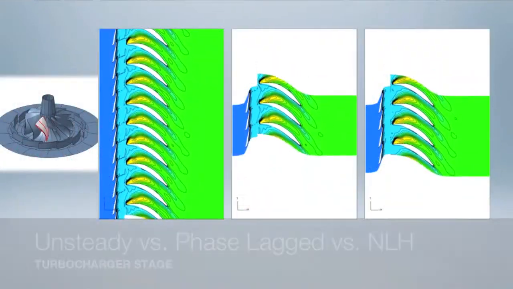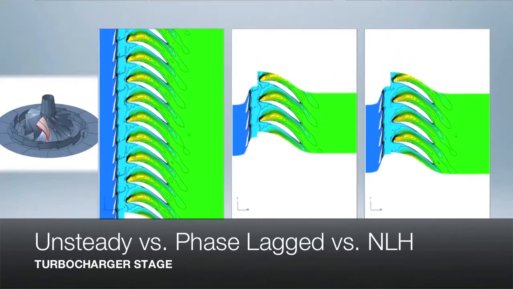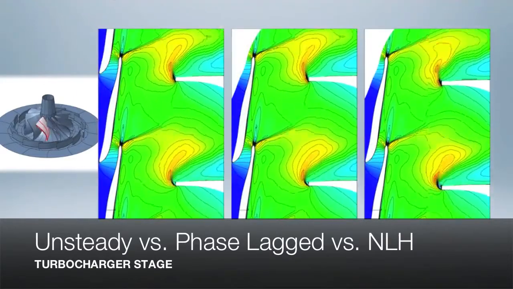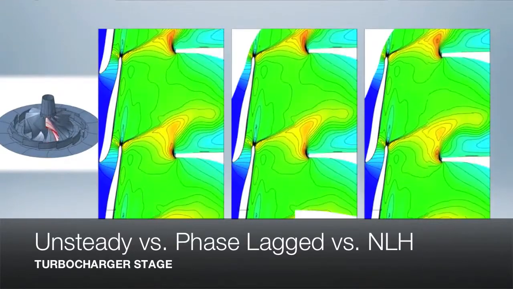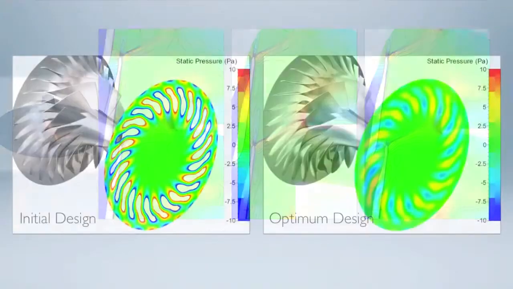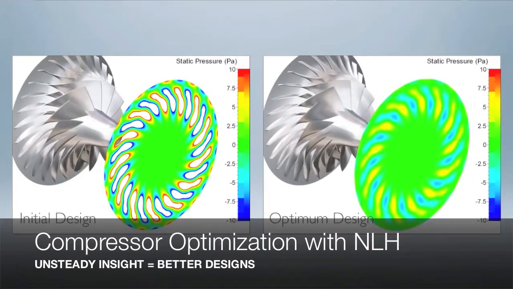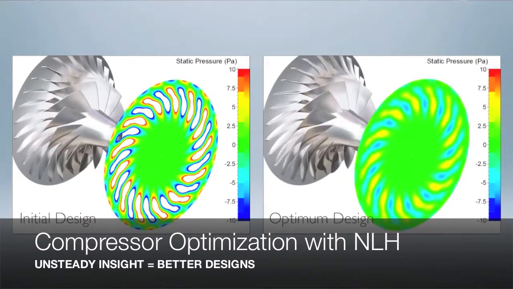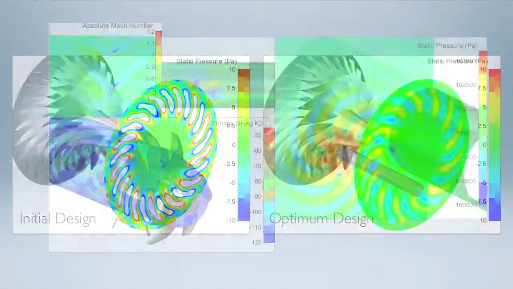So this is a validation exercise we have done on basis of a turbocharger turbine stage. And we have compared the NLH results to a full unsteady 360 degrees analysis. And we can see we have a very close match, including the shock structure. So here we see an example of a compressor optimization, where the NLH has been used in order to attenuate the unsteadiness in the pressure field.